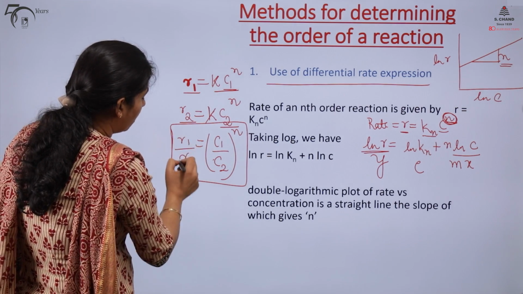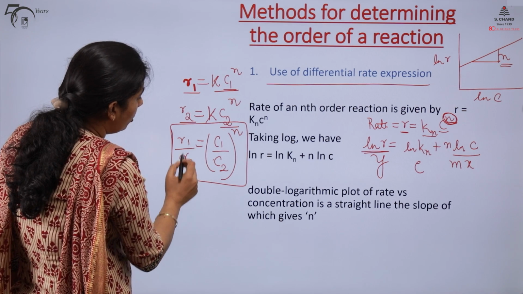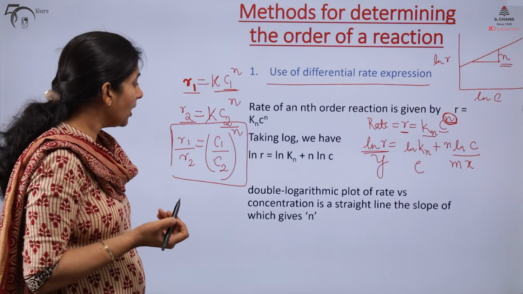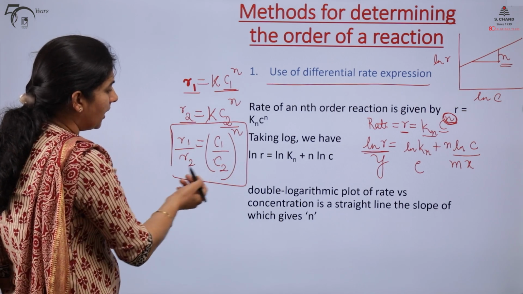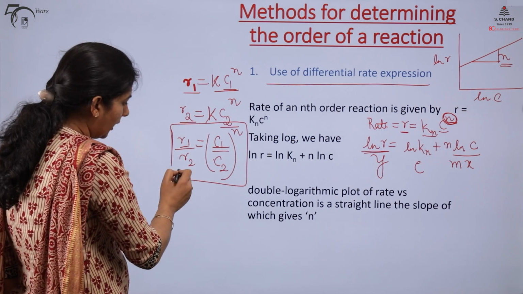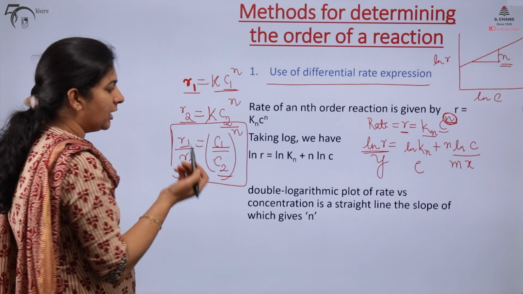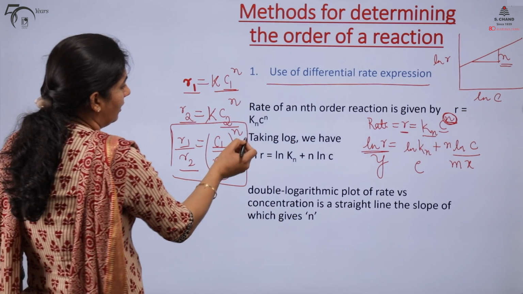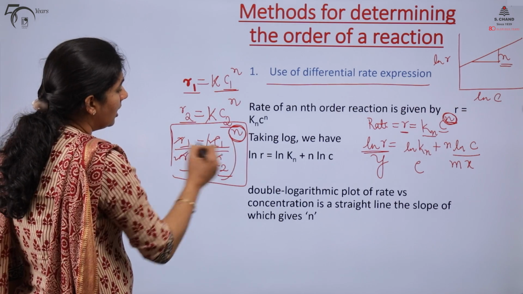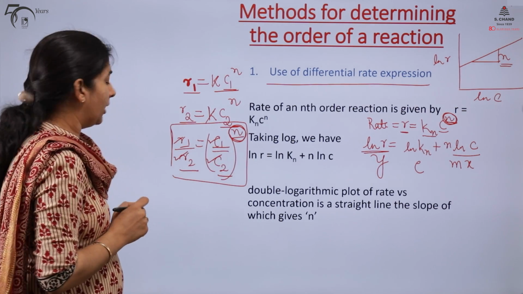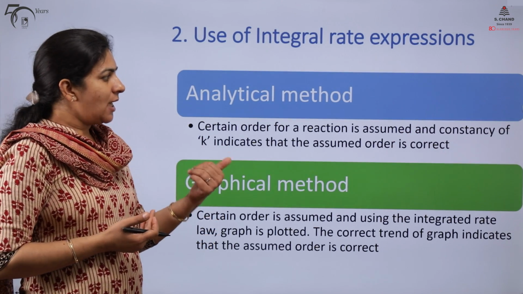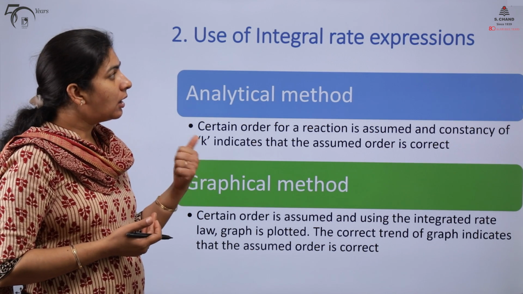So therefore the ratio of the rates, rate 1 upon rate 2, is equal to C1 upon C2 raised to the power n. Now we can see that easily. If I know the rate of a reaction at concentration C1 and the rate of the reaction for concentration C2, then I can find out n. So n is the only variable. I know all these quantities, so n can be calculated. This is one method, where we have utilized the differential form of the rate law.